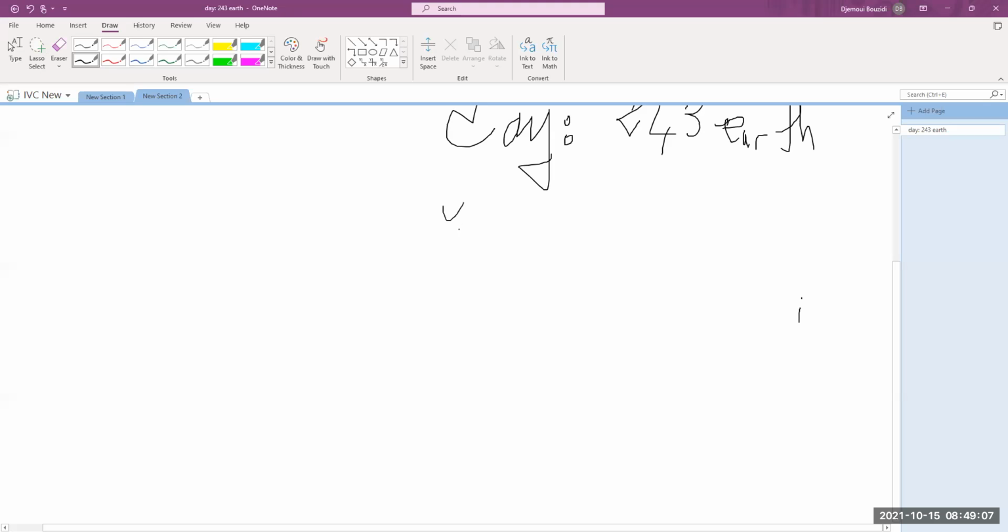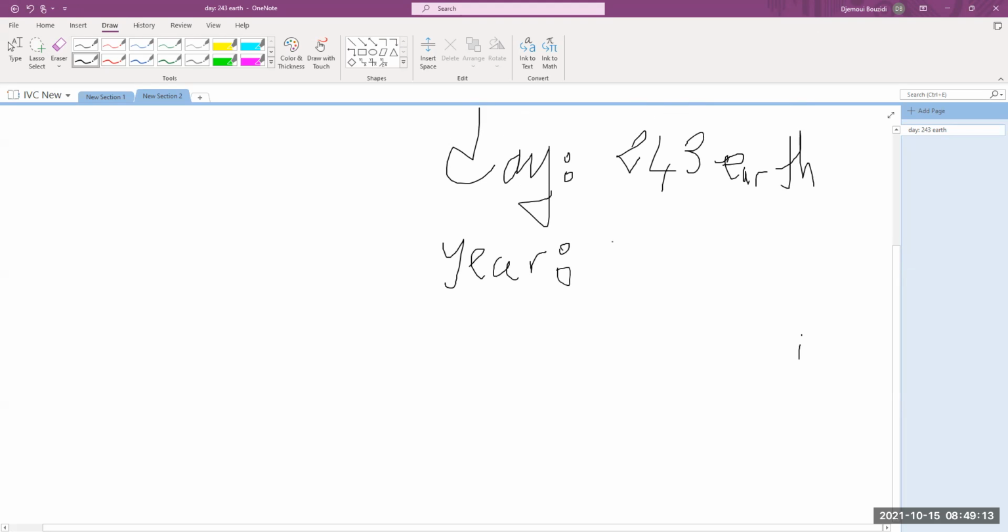Then also, a year on Venus lasts, so Venus will go full cycle around the sun in 225 Earth days, still, okay? Not Venus days. So you might think, hey, wait a minute, the day on Venus seems to be longer than the year on Venus, and that's true because of the extreme rotation of Venus around its own axis.